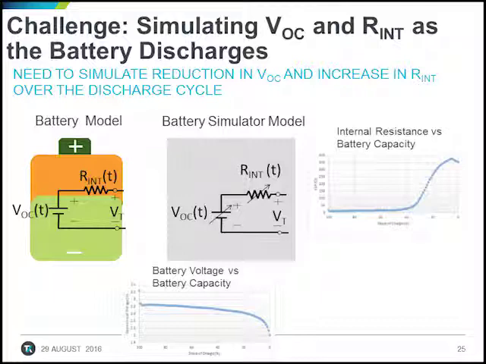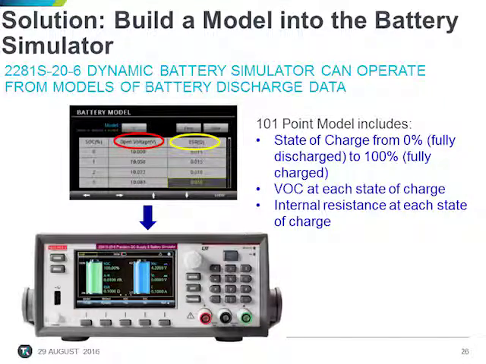Is there a way this dependence with the discharge cycle can be accounted for? The answer is yes, and Keithley does it with their Model 2281 dynamic battery simulator. This battery simulator includes a model of open circuit voltage and internal resistance, or equivalent series resistance, as a function of state of charge. For each integral state of charge from 0% fully discharged to 100% fully charged, the simulator outputs a unique voltage and programs a unique output resistance.